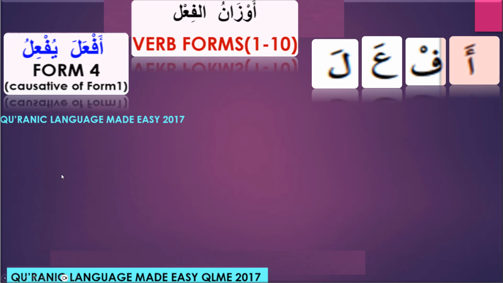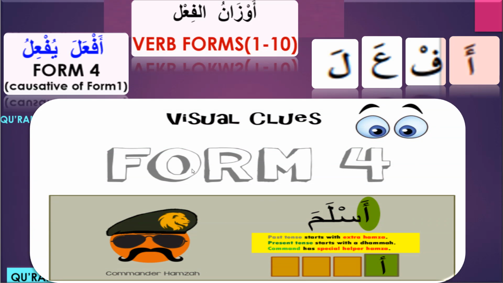For example, kharaja means to go out, kharraja, form 2, means to graduate, and akhraja means to expel or evict or to produce. So these are transitive, immediate, and complete. The visual clue for form 4 is aslama. Here, the past tense madi starts with an extra hamza, and the mudari starts with a dhamma, aslama yuslimu, and then the command has a special helper hamza. Only in this family does the command have a hamza.